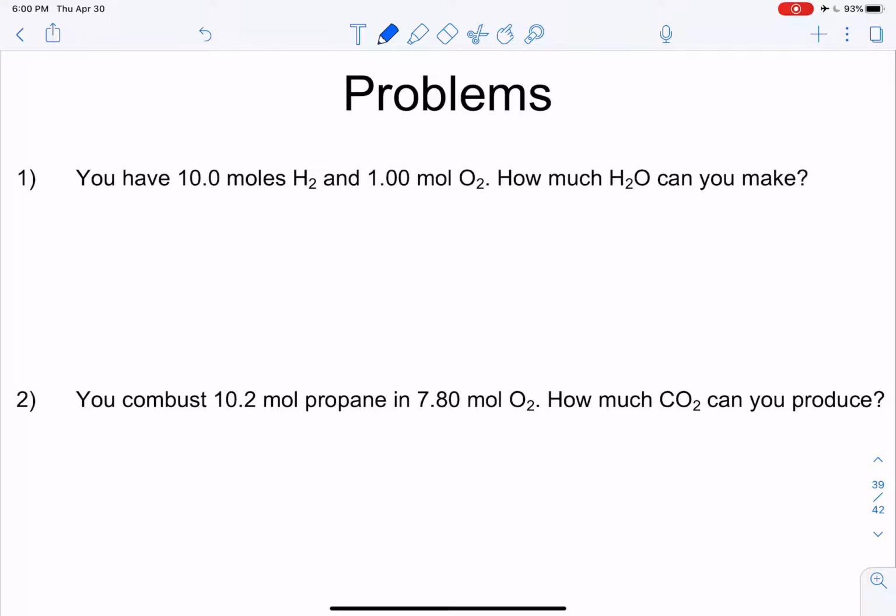So number 1 says you have 10 moles of hydrogen gas and 1 mole of oxygen gas, and we want to know how much water we can make. So the first thing that we have to do is figure out the equation for this reaction because we don't have it here. It's not given to us. So we have hydrogen gas, and that's reacting with oxygen gas, and that's giving us water.